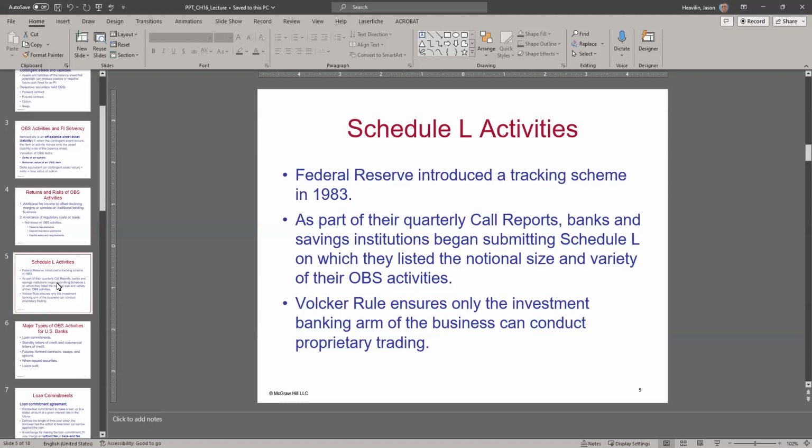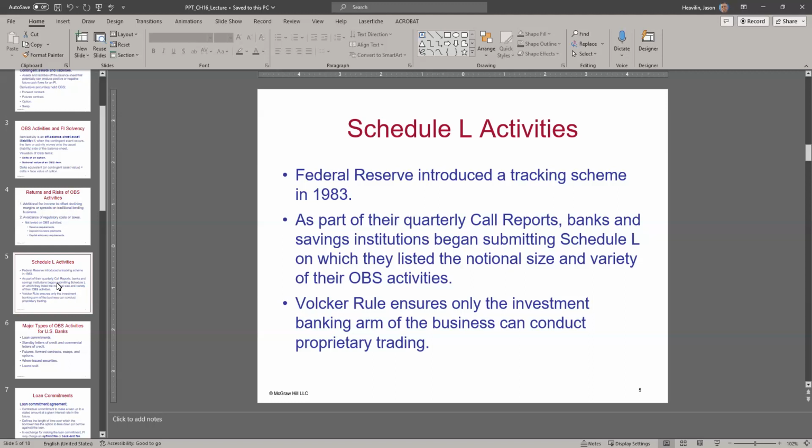Schedule L activities. This is something we have spoken about up to this point. It's not new in 2008 in that sense, but here are some examples of ways where regulation was trying to not control, but manage these risks when there are off-balance sheet items involved. So the Federal Reserve introduced a tracking scheme in 1983. As part of the quarterly call reports, banks and savings institutions, financial institutions with deposits, began submitting Schedule L, on which they listed the notional size and variety of their off-balance sheet activities. So they had to submit an inventory of the things they had that could impact cash flows, but would not be on the balance sheet.